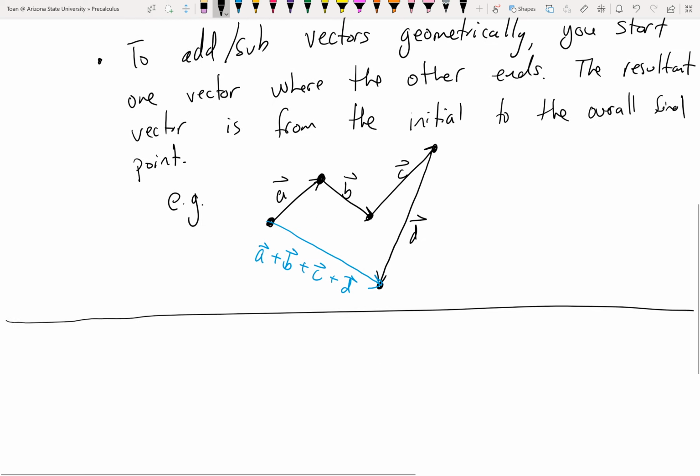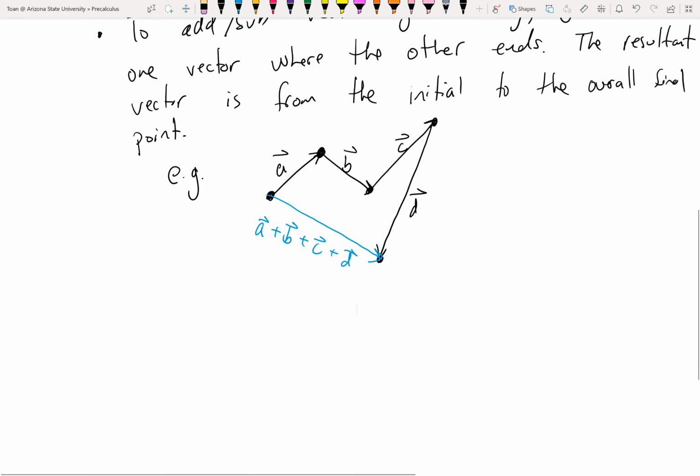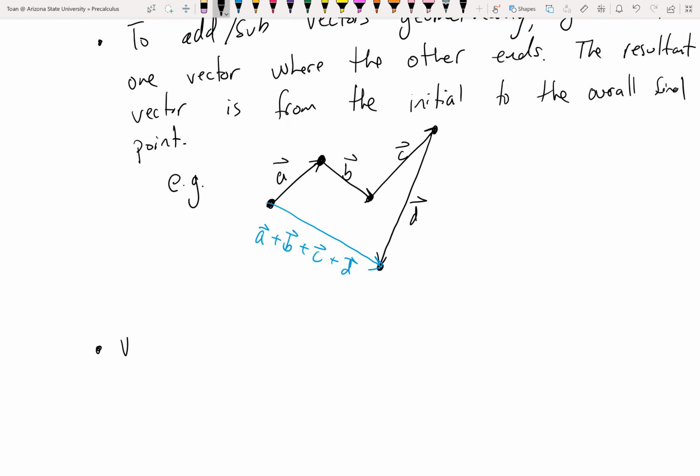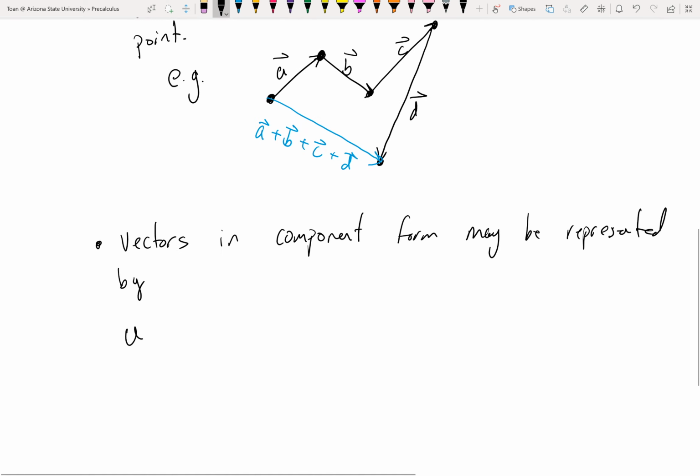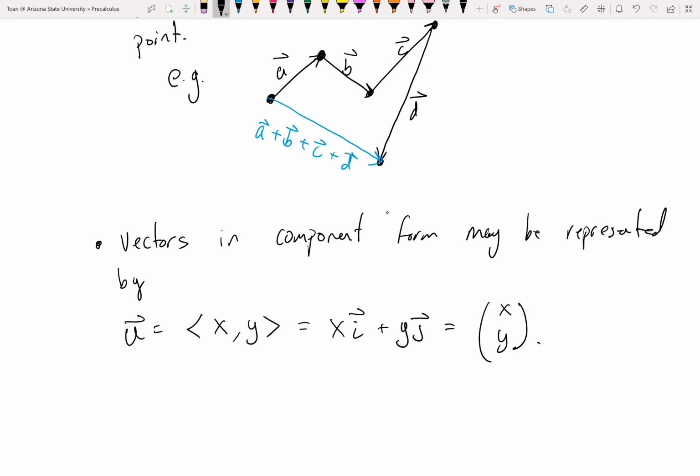So today, another important thing is notation for components. Vectors in component form may be represented by, and let's stick with vector u, you can do this pointy bracket notation. You can do this i plus j notation. Or you can do this stacked column notation.